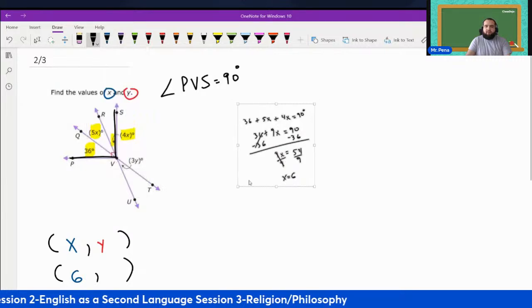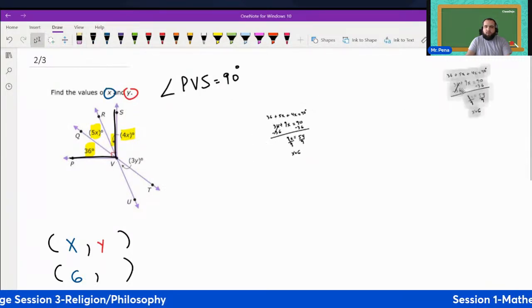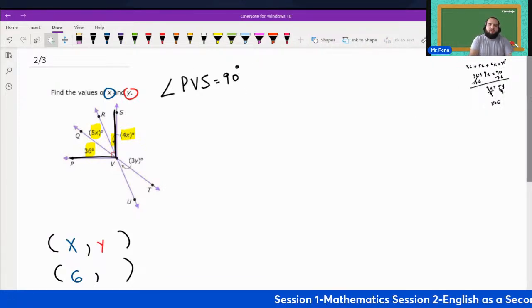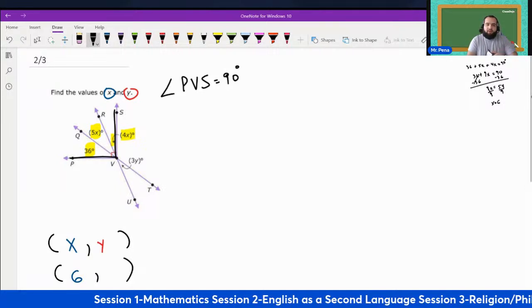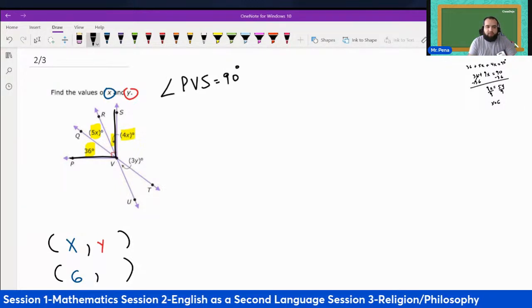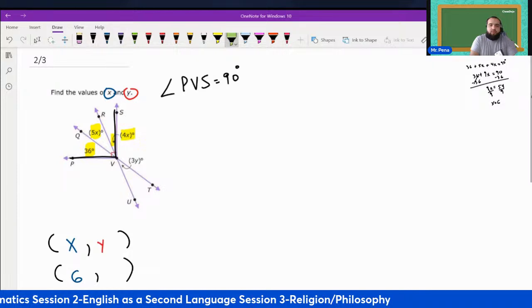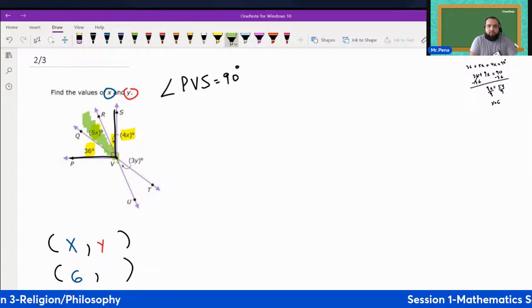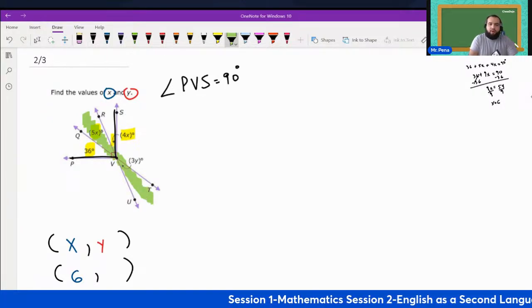If you can't see it because it's too small, just feel free to rewind the video. I'll leave that right here. So P, V, and S is still 90 degrees. It doesn't change. And so x is now 6. Because x is 6, I want you to look at what I'm going to highlight in green. 5x and whatever is going on here. Oh, 3y. So these are adjacent angles.